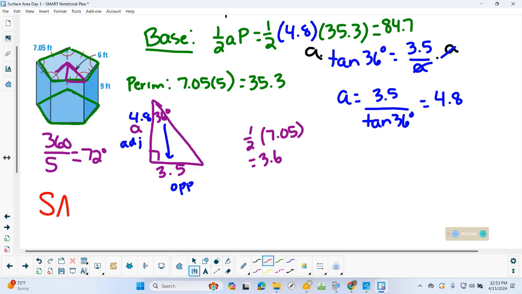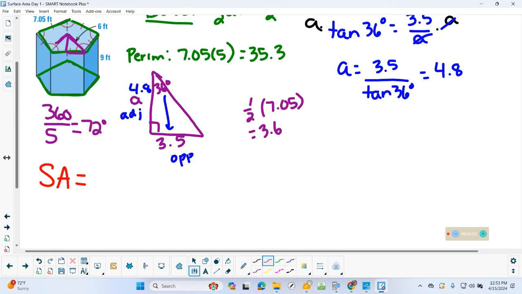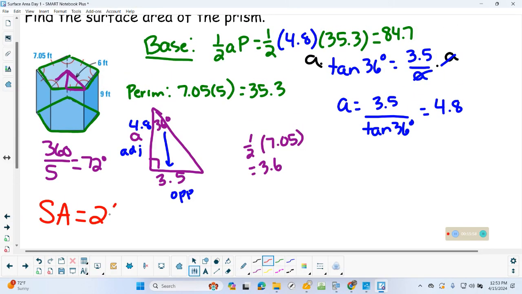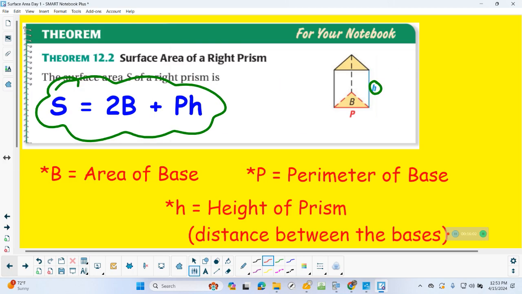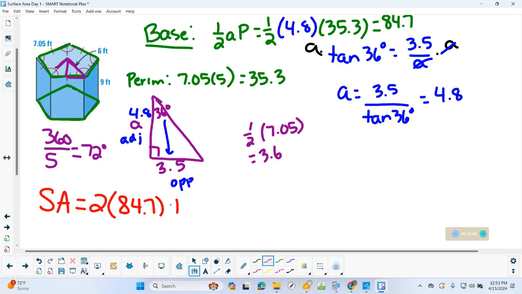You get the surface area of the prism. Now, the formula is on your sheet in front of you. I'm going to click it back a slide. 2 times the area of the base. Well, we just figured that base out. So I'm going to do 2 times our area of the base, which is up there, 84.7. Okay, look at your formula. Plus the perimeter of the base, which I already calculated. What's the perimeter of the base? 35.3. Got it. So we've done the hard part.